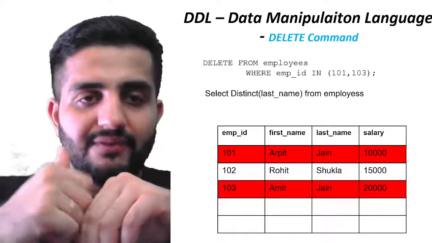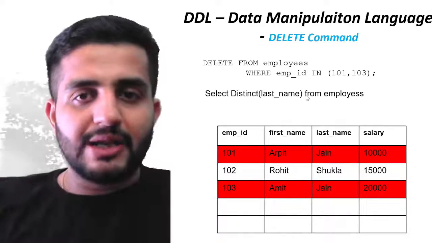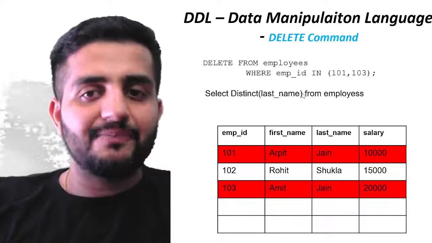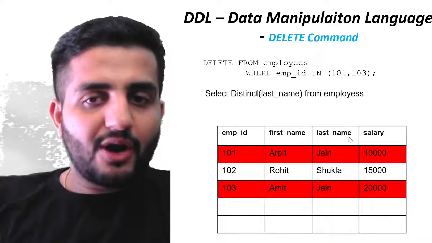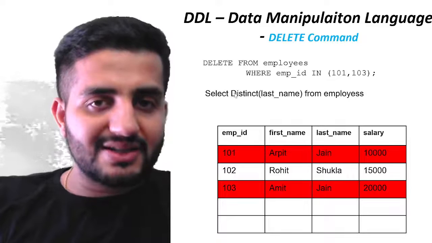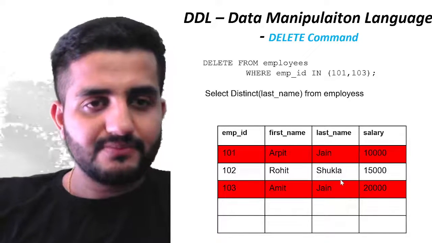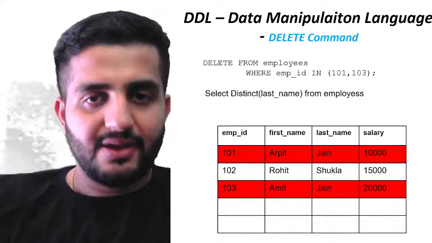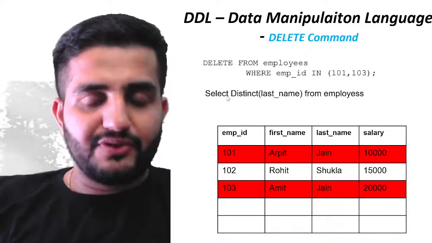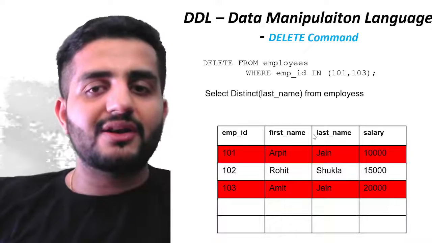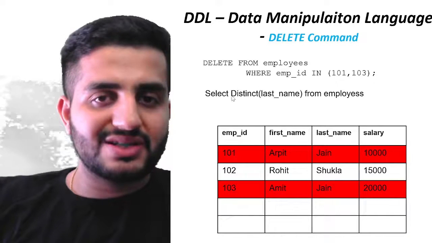The output will be having one column. The column name would be distinct last name. The column name would not be last name. The column name would be distinct last name, and the values would be Jan and Shukla. Anybody has any question there on the column name also? If you select distinct last name, the column name would not remain last name. The column name would change to distinct last name.